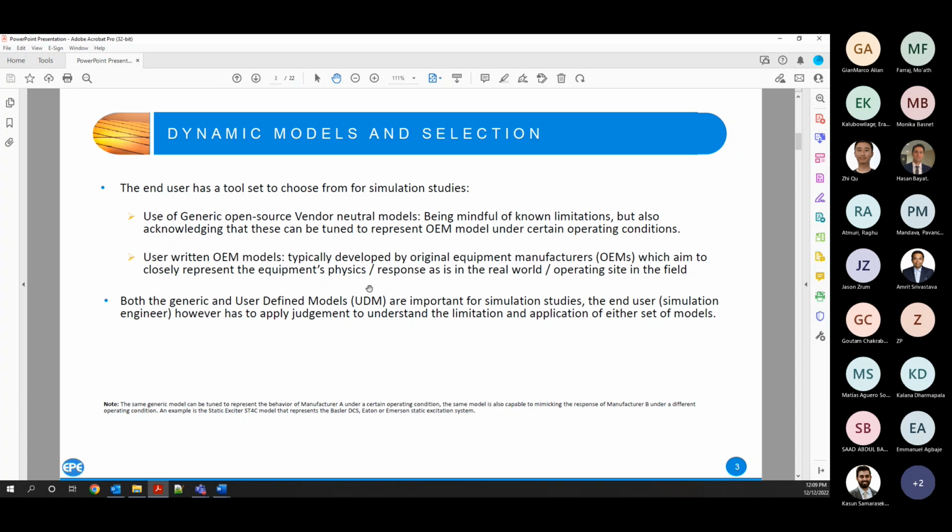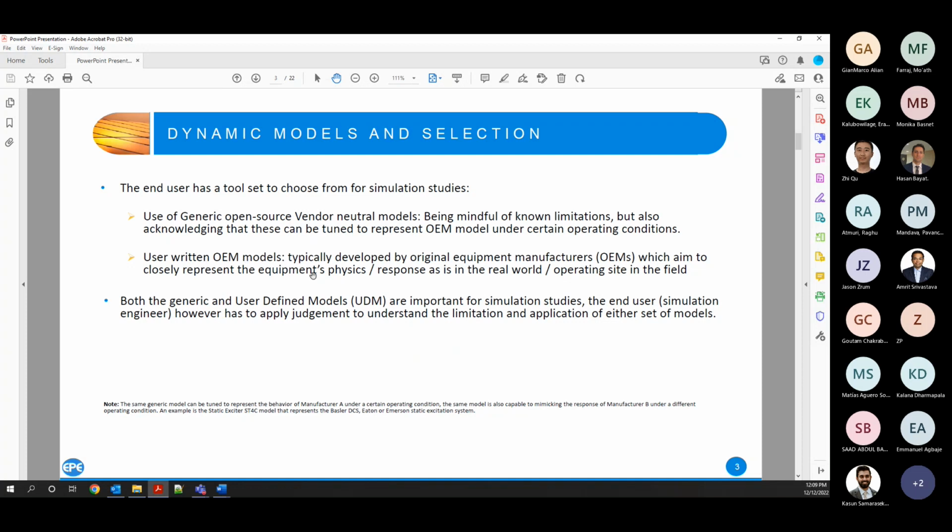It could be generic, open source, vendor-neutral models, which are available in any commercial transmission planning software tools like PSS/E or RMS, or PSLF here in the West, and also parts of ERCOT, where TSAT, a tool developed by PowerTech Labs, is also used. Now, in the case of site-specific projects, it is recommended by the OEMs that you use user-defined models.